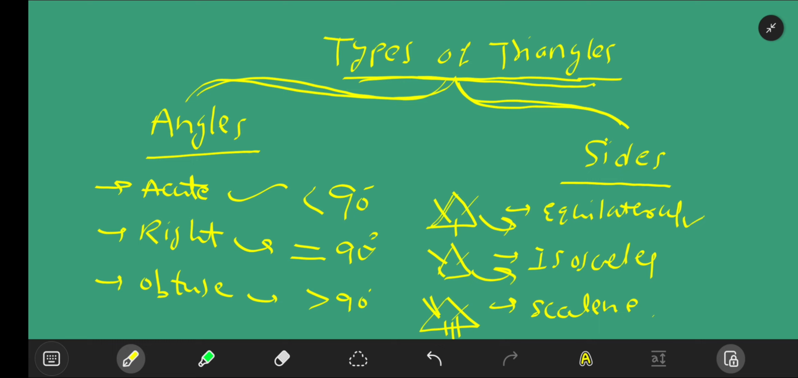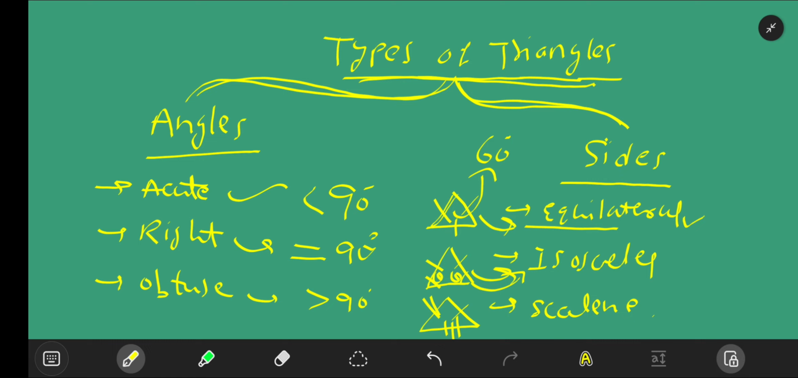And in equilateral triangle, all three angles are 60 degrees. In isosceles triangle, suppose this length is equal to this length, then this angle must be equal to this angle. Two angles will be equal in isosceles triangle. Isosceles triangle, two angles and two sides will be equal. Remember this. And equilateral triangle, three sides are equal and three angles are equal.